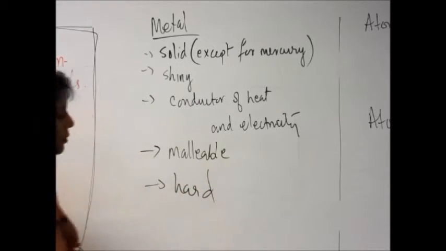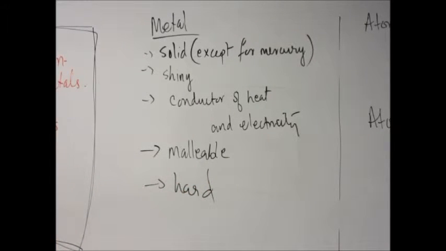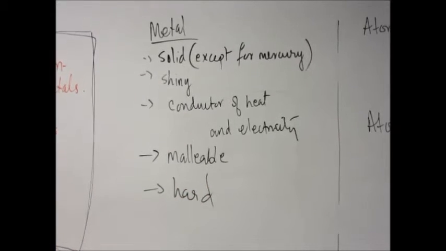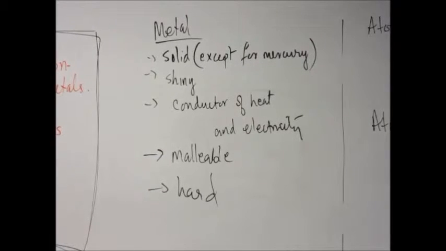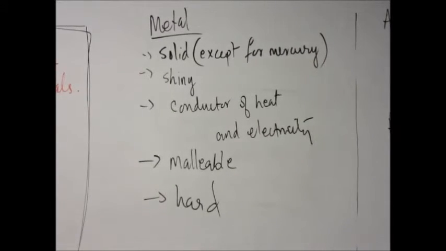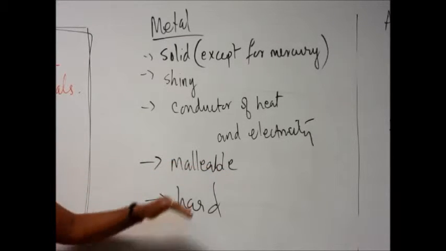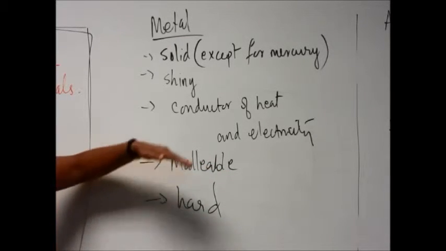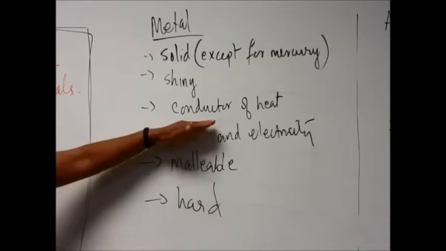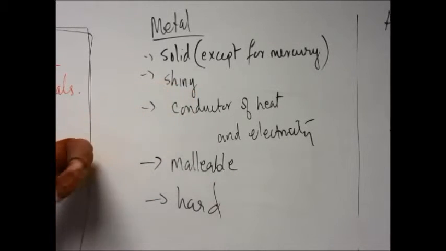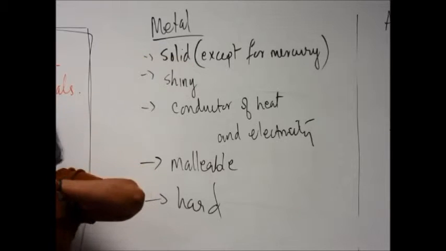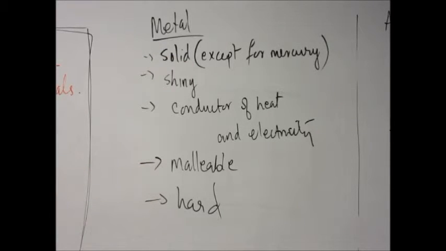And I will write one more, they're hard. Okay? Almost all metals, almost. Not all of them. Almost all metals are hard. You can bend any metal into any shape that you want, so it's malleable and stretchable and all that, and it's a conductor of heat and electricity. They're shiny in general, and then of course they're usually solids except for mercury. Okay, so those are the properties of a metal.